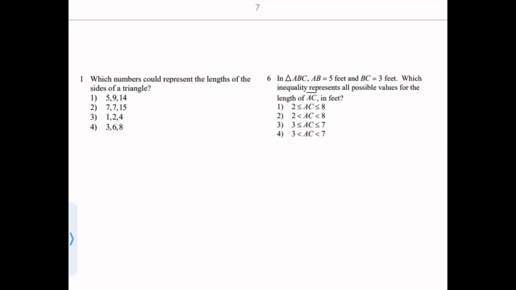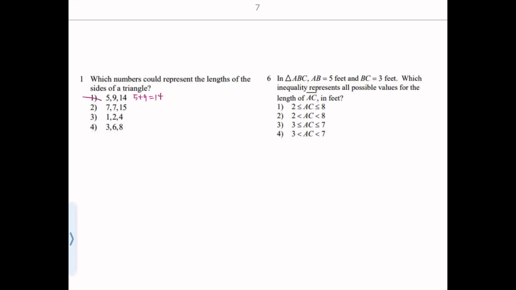Which numbers could represent the lengths of the sides of a triangle? So according to the theorem, the sum of 2 sides has to be greater than the third side. So we can just go through each answer choice to see where that is true. So 5 plus 9 is equal to 14, which makes the sum equal to the third side.